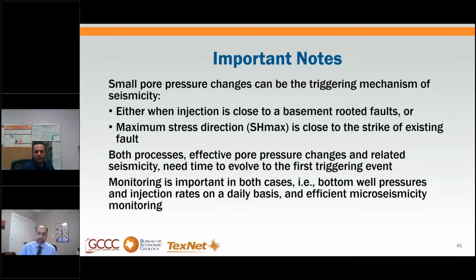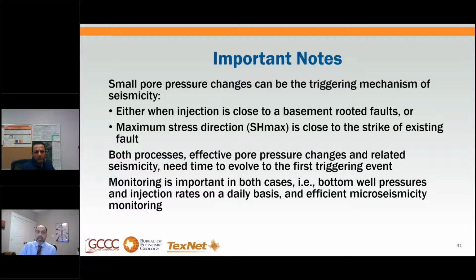Now, I added this slide just to clarify a few things. I think it's important to describe those important nodes. Now, small pore pressure change, that's what we see. These are from what we see here in Texas and other areas in the United States, and a lot of publications follow those nodes. Small pore pressure changes can be the trigger mechanism of seismicity.